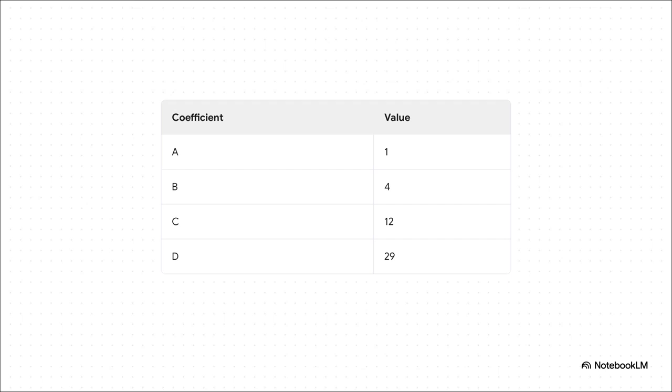And now for the easy part. We just line up what we got with what they asked for. Our result was x squared plus 4x plus 12 with a remainder of 29. Their template was ax squared plus bx plus c with a remainder of d. So by just matching the terms, a is clearly 1, b is 4, c is 12, and the remainder d is 29. It's really that straightforward.